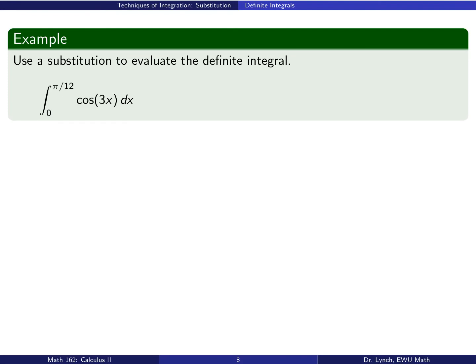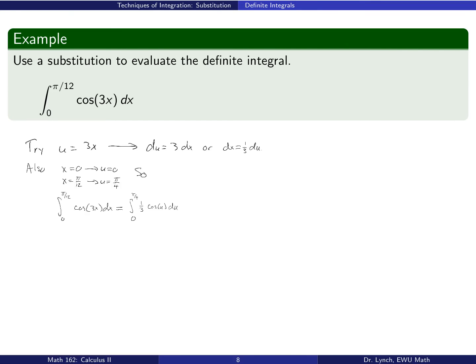Okay, one more example illustrating an integral by substitution. We'll use substitution to evaluate this definite integral, cosine of 3x dx. We've sort of seen the integrand here before also, so we'll go ahead and use u equals 3x, substitute the integrand and the limits, and then evaluate the new integral in u world.